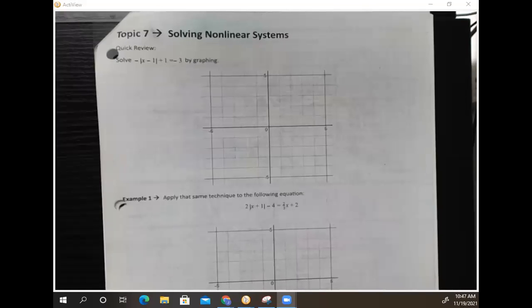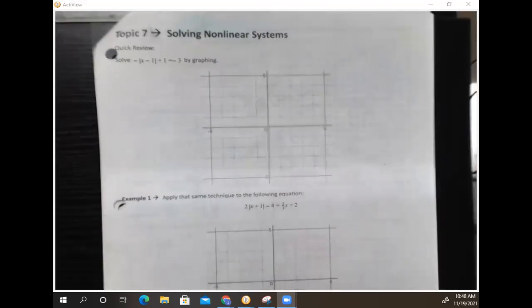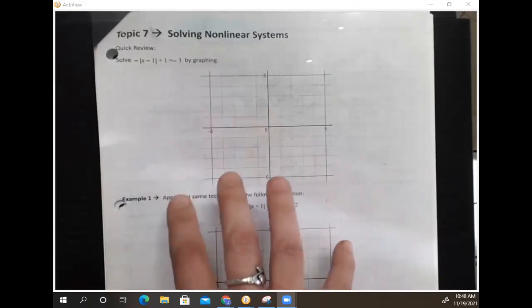Okay, so our last topic for Unit 4 is about nonlinear systems of equations. We're on page 37 in your packet, and we're going to look at a lot of things that we've already done in sort of combinations to be able to talk about these nonlinear systems. So I want to start with something that we did just a couple lessons ago. Okay, so we're going to start with solving an absolute value equation by graphing. So this is something we have done recently.